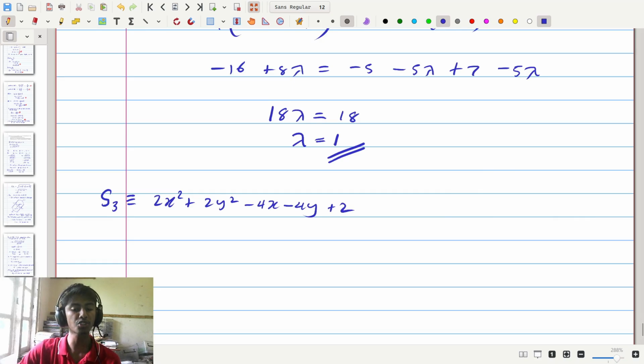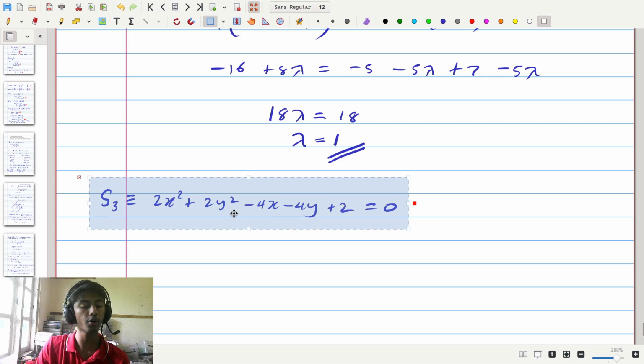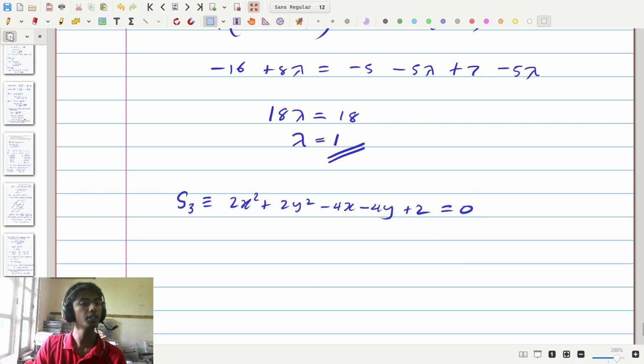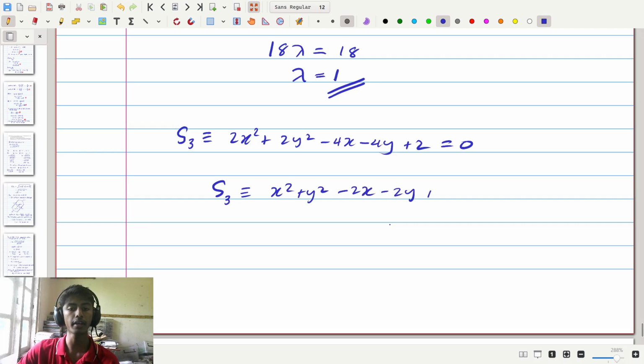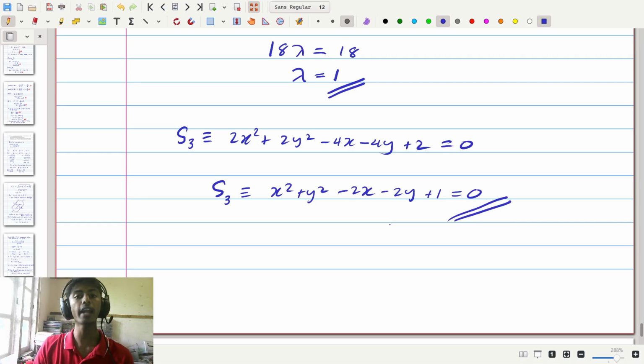We get that plus 2 equals 0. So therefore, finally we can say the circle S3 is given by 2x squared plus 2y squared minus 4x minus 4y plus 2 equals 0. Now finally, dividing everything by 2, we can see in standard form, S3 is given by x squared plus y squared minus 2x minus 2y plus 1 equals 0. And with that, we are done with the last part of the question.